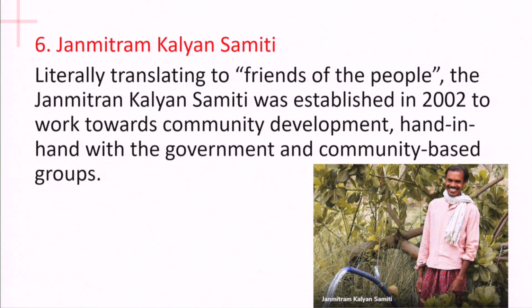The sixth NGO is the Jan Mitran Kalyan Samiti. It literally means, when translated, friends of the people. This organization was established in 2002 and it works towards community development, and it works hand in hand with the government and with the community which it serves.